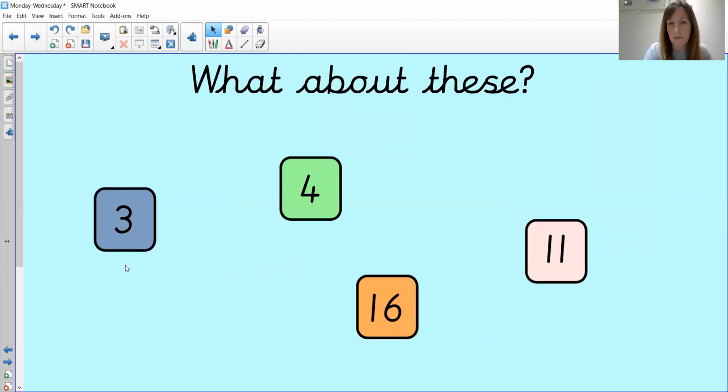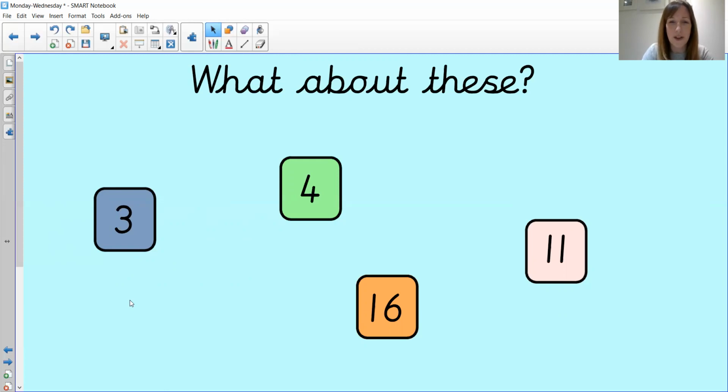So what about these numbers? So you're going to have a go now. Have a look at these numbers and decide whether they are prime or if they're composite. And if we were in class, I'd be asking you to tell me how you know they're prime or composite. So have a think about that as well. If I was there asking you, how do you know 16 is a prime or composite number? What would you say to me? Okay, so pause me now and have a think about those 4 numbers, prime or composite.